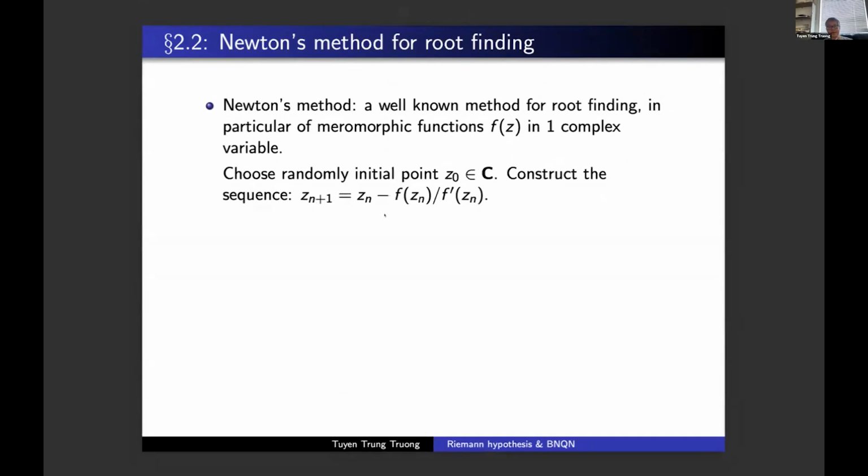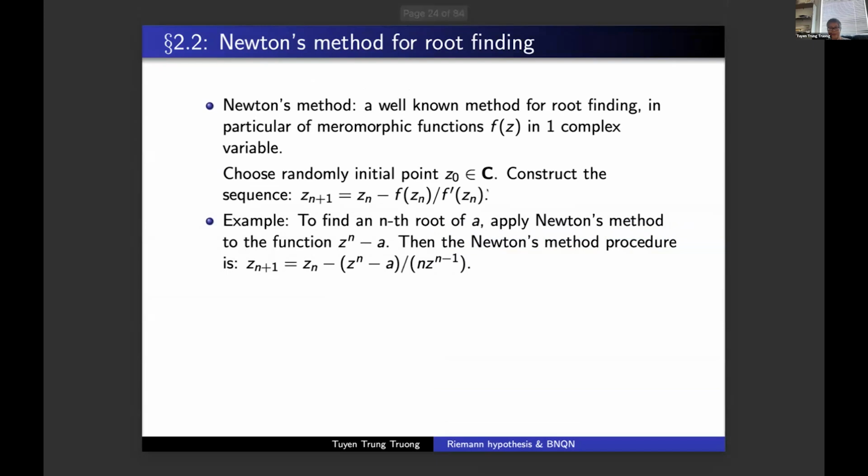So now I consider root-finding methods which can find roots in the complex plane, not only on the critical line. One of the famous methods is Newton's method, and it's like this. For example, f(z) is a holomorphic function, and we want to find roots of it. We set z_{n+1} = z_n - f(z_n)/f'(z_n). We choose a random initial point z_0, and we consider this sequence, and we hope that this sequence will converge to a root of f.